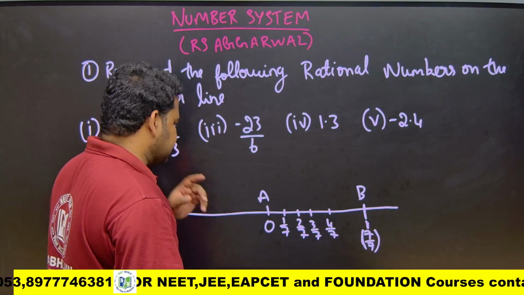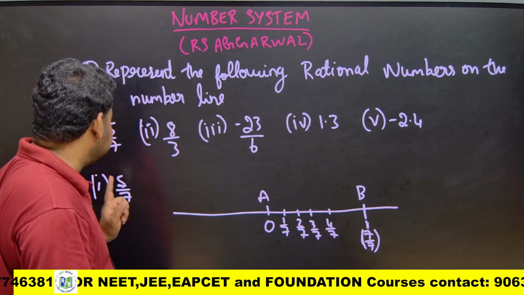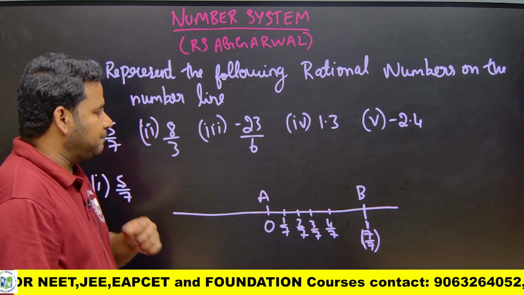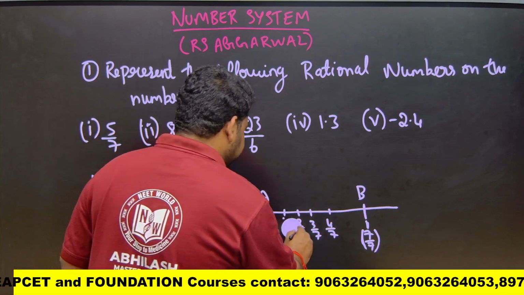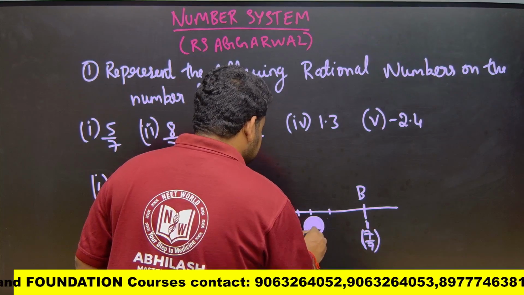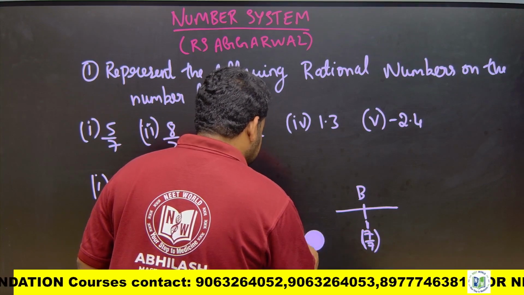Actually, here we have to divide it not into just 5 equal parts, we have to divide it into 7 equal parts, because the denominator is 7. Correct? So let us divide it into 7 equal parts. So what do we get? Have a look at it.